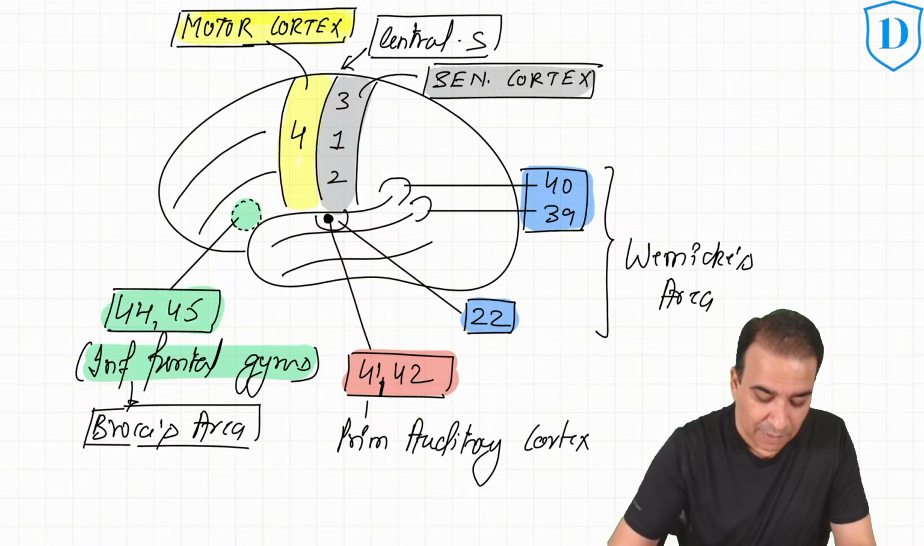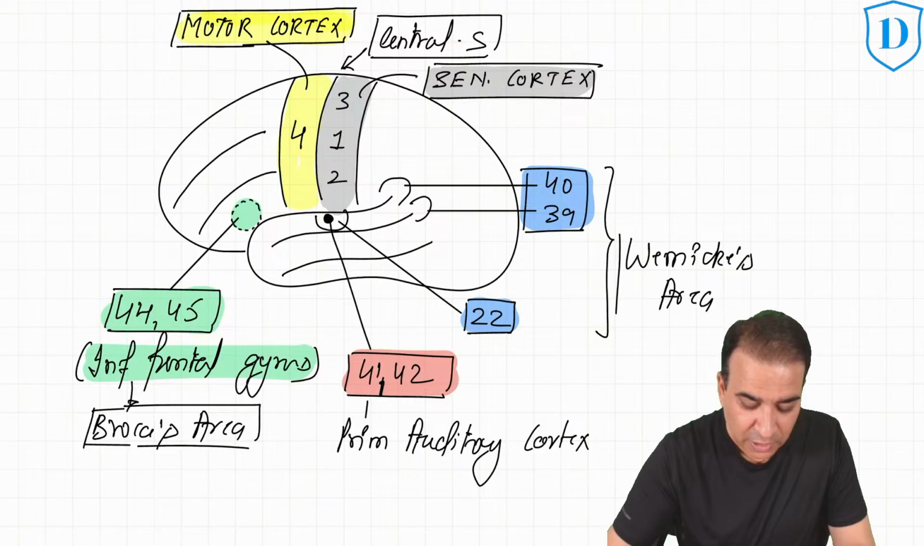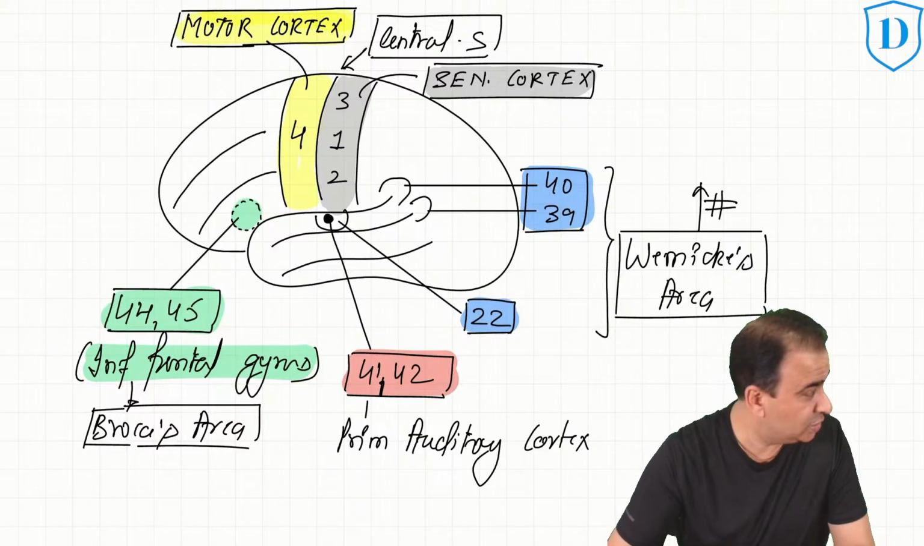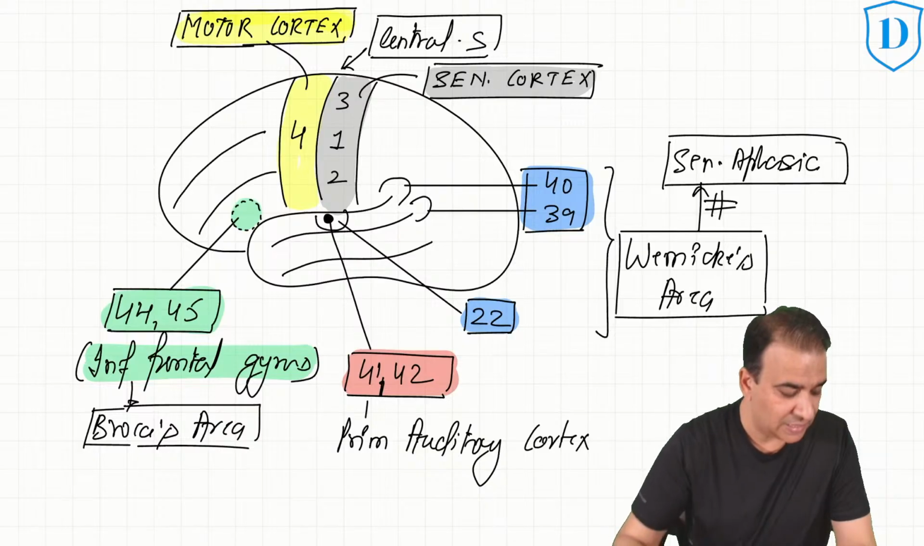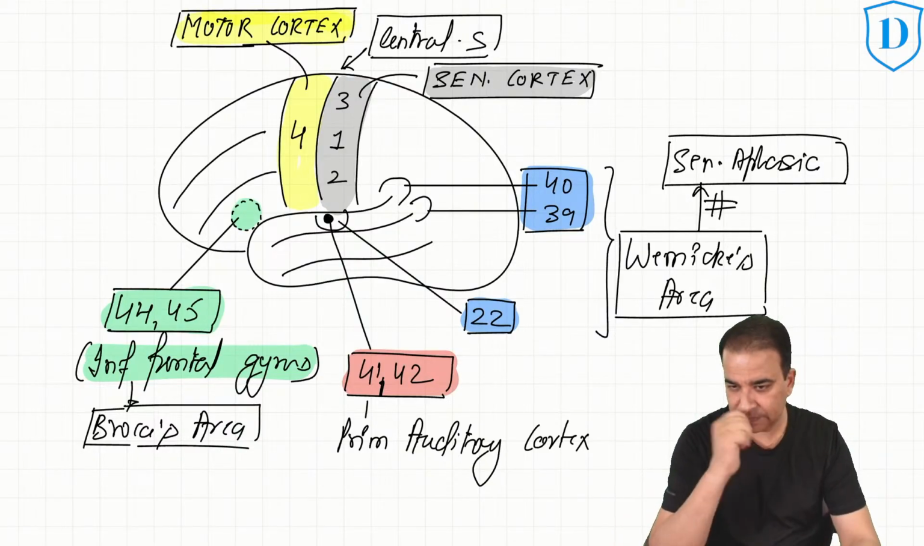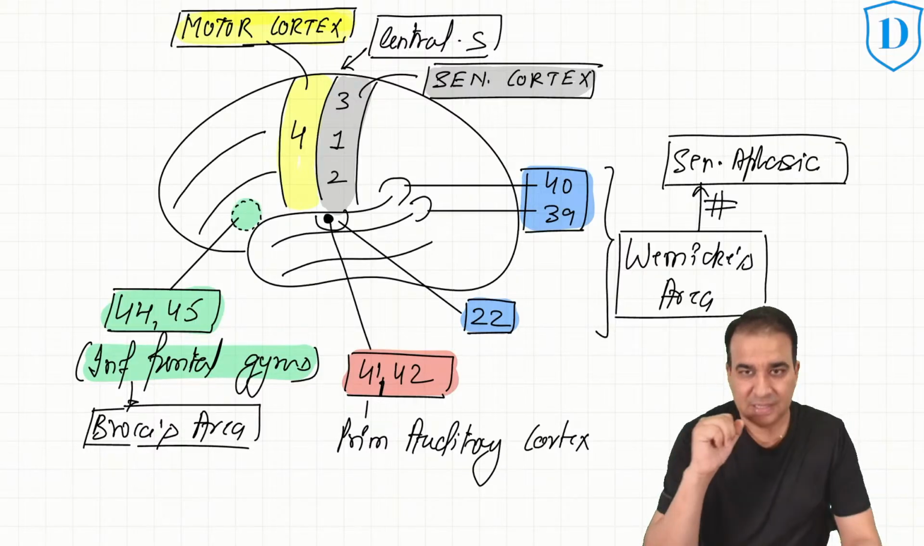We saw Broca's area, now we are seeing Wernicke's area, guys. That is Wernicke's area. 22, 39 and 40 collectively, that is Wernicke's area. And any injury to Wernicke's area will lead to sensory aphasia. That type of aphasia will be the sensory aphasia, guys.